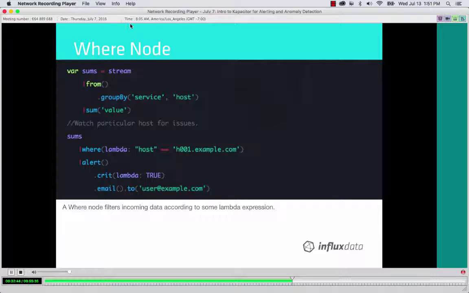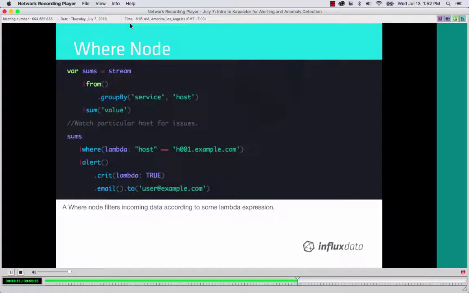The next thing that we have is a where node. So a where node filters incoming data according to some Lambda expression. So the example that we have here is we make a variable called sums that is a stream node where we're streaming from everything. So this means we're streaming everything. So it just gives us everything in the database, but group it by service and host. And sum together all of the values. So this is just summing together everything that's coming in.